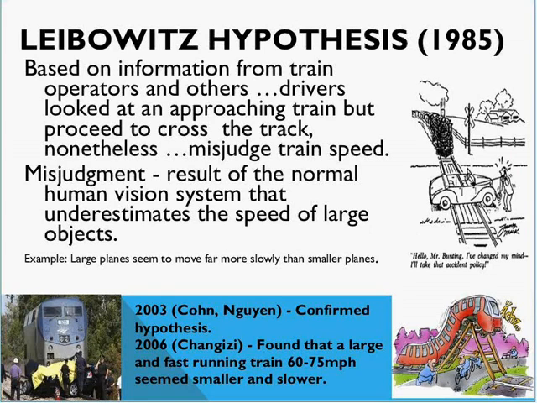Leibowitz did not do any studies. He hypothesized, just like Einstein hypothesized his theory of relativity. Dr. Leibowitz was dealing with the ability to judge the speed of trains. We all know about large airplanes. When we're under an airplane, it looks like it's standing still, and it's moving even slower than small planes, and that's because of its height and distance and our inability to make that judgment. Leibowitz's hypothesis, which was developed in 1985, was confirmed in 2003 and 2006.